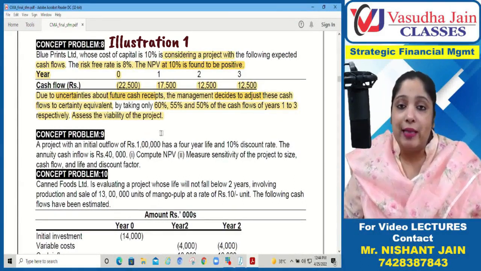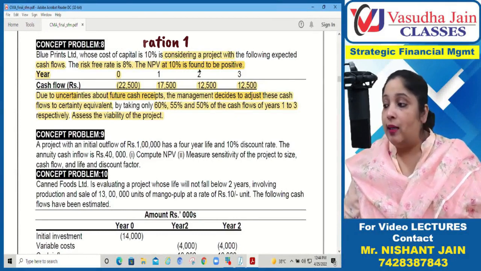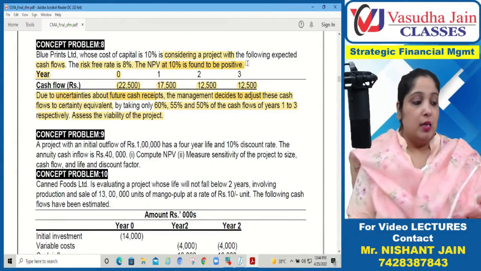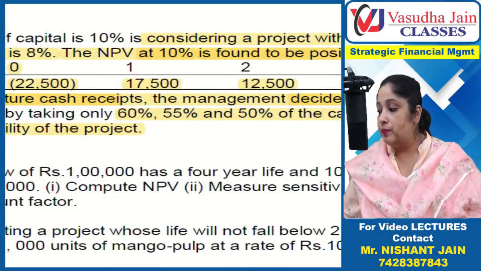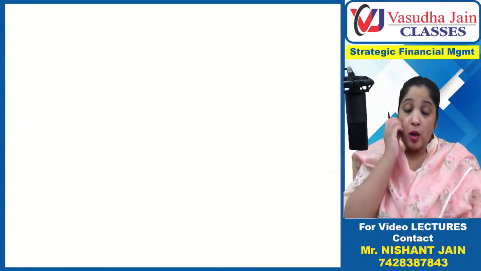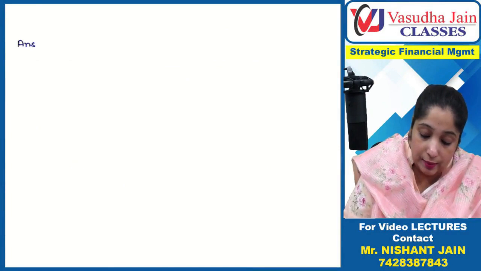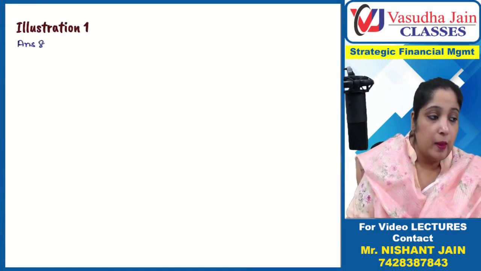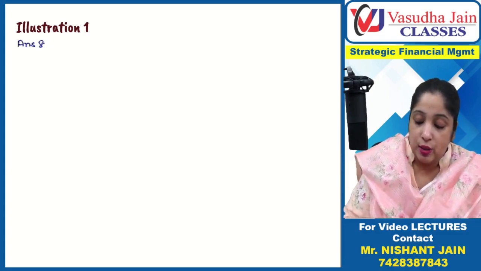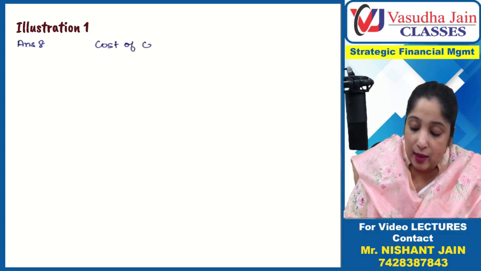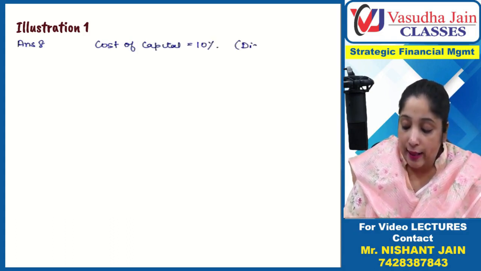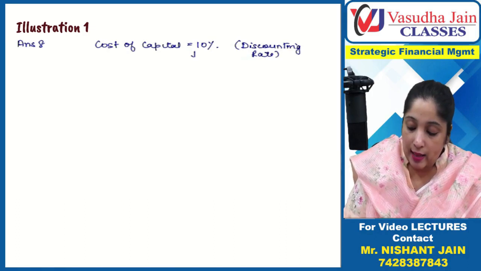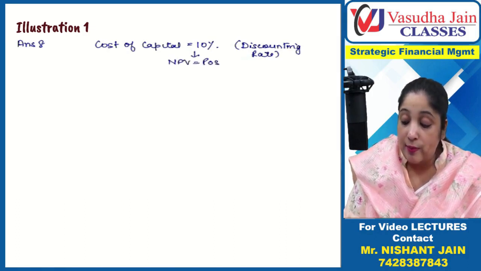Now, how are we going to assess the viability of the project even though we know that NPV is positive at 10%? See how we are going to solve this question. Now, in this question, answer number 8, you have to first understand this question. The company's cost of capital is 10%. If you take this as a discounting rate, your NPV is coming positive. So this implies the project is good.